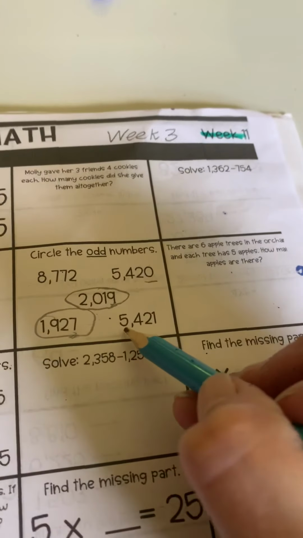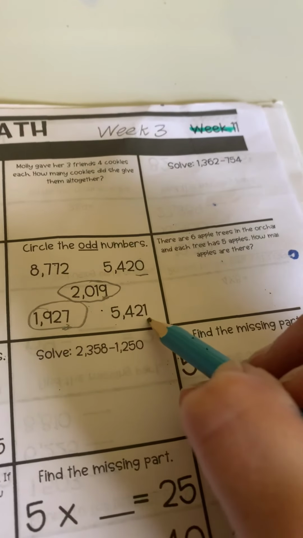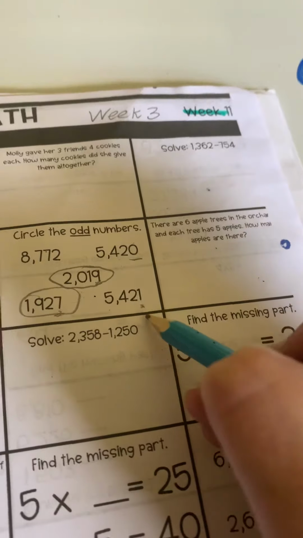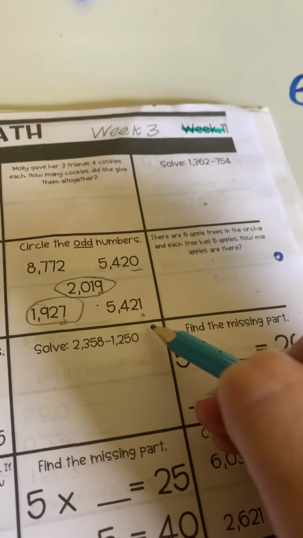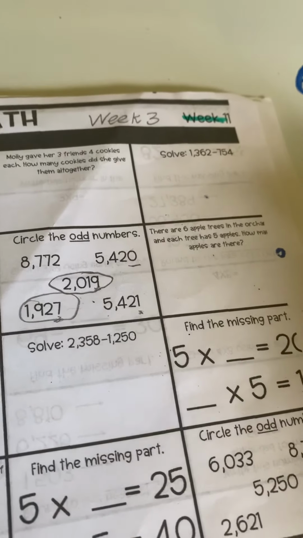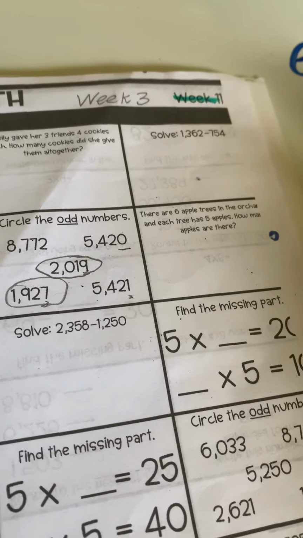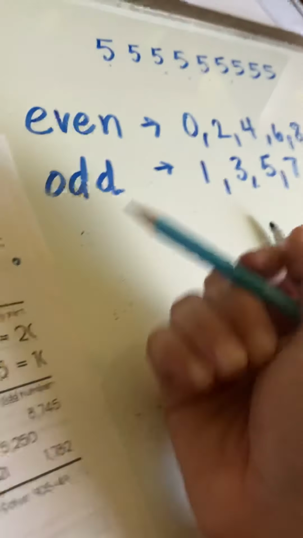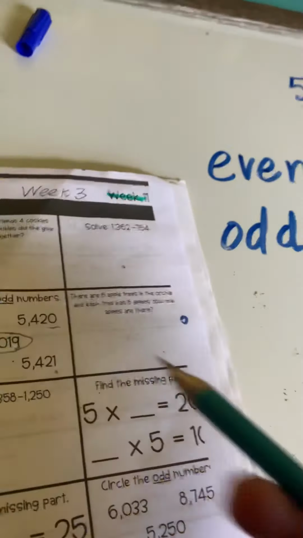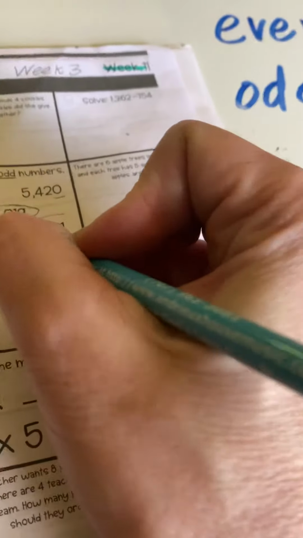And our last one is 5,421. 1 is in the ones place. And does 1 have a partner? No, he's all by himself. So that's going to be odd. So we're going to also circle this one.